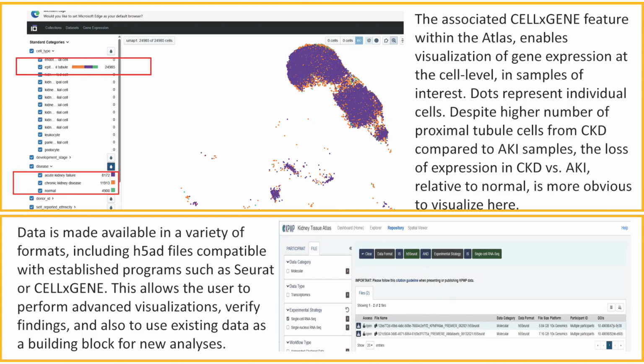The associated cell by gene feature within the atlas enables visualization of gene expression at the cell level in biosamples of interest. Dots represent individual cells. Despite a higher number of proximal tubule cells from CKD compared to AKI, the more pronounced loss of expression in CKD versus AKI relative to normal is more obvious, as visualized here in the figure.